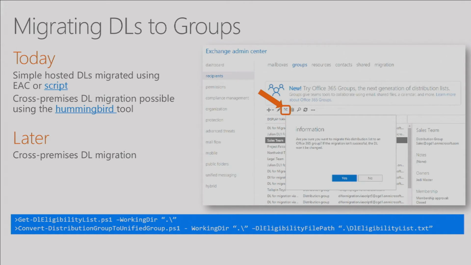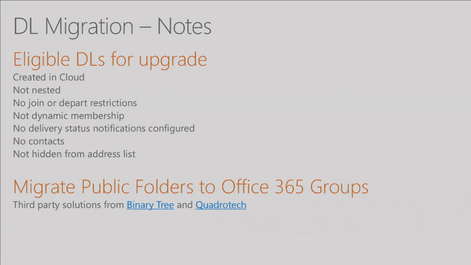If you're friendly with PowerShell, we also released a set of scripts that work for cloud-only customers. That's something that I'll show here in a moment. Now, I mentioned most DLs support one-click upgrade to Office 365 groups. By the numbers, it's more than 2/3.